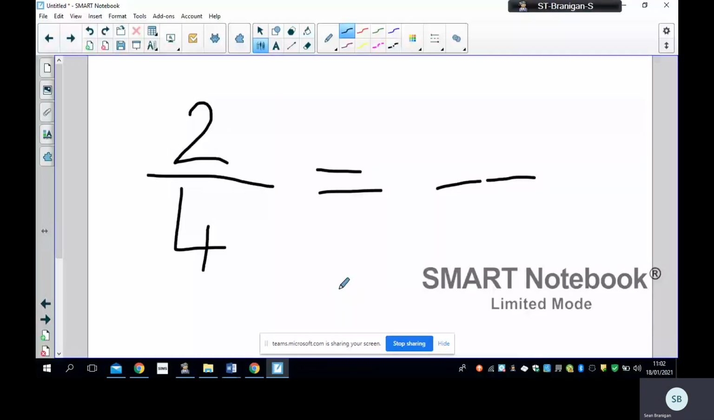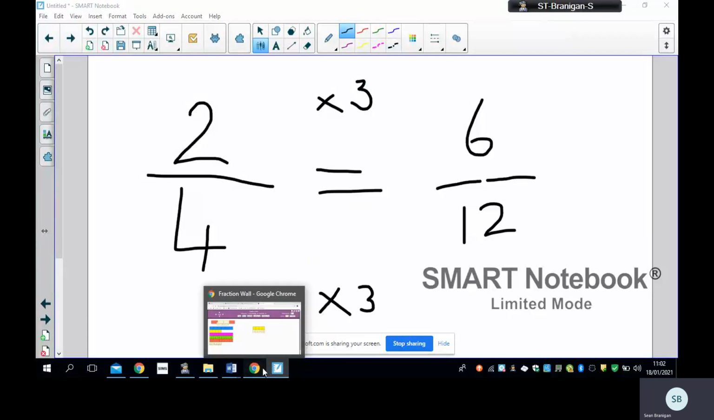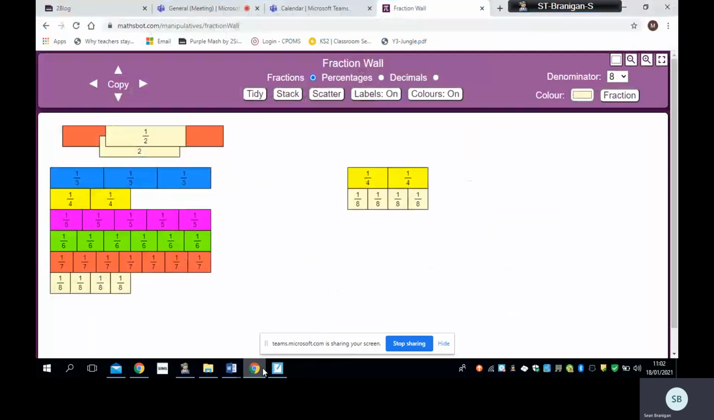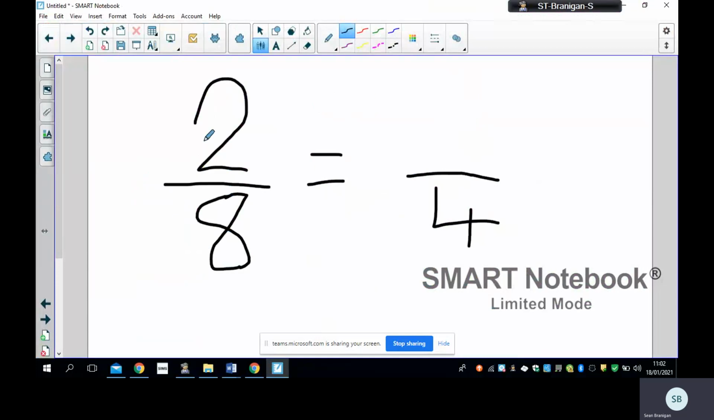It worked. 4 times 3 is 12. And 2 times 3 is 6. There is another equivalent fraction. It's up to you if you want to multiply to find the answers, or you can look at the fraction wall in your book. Let's have a look at another example.